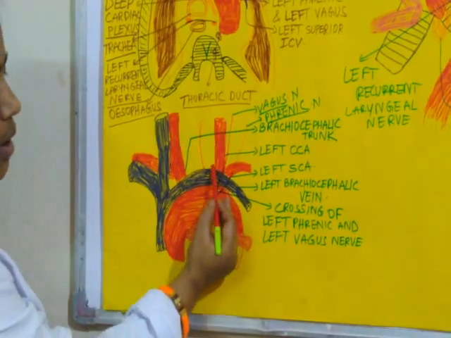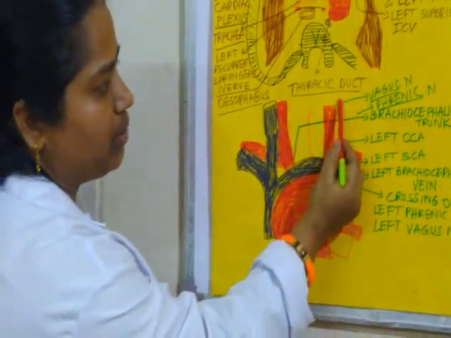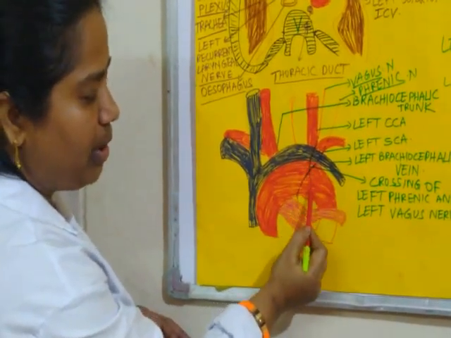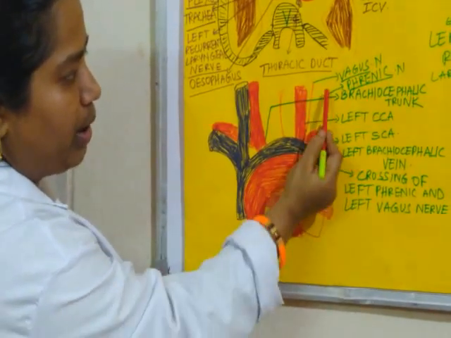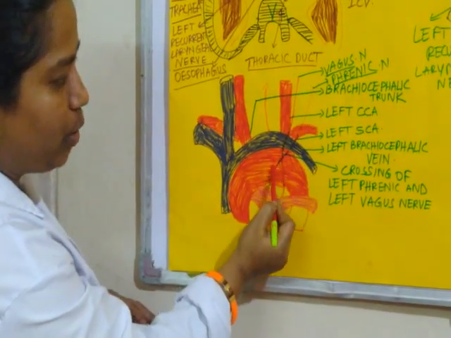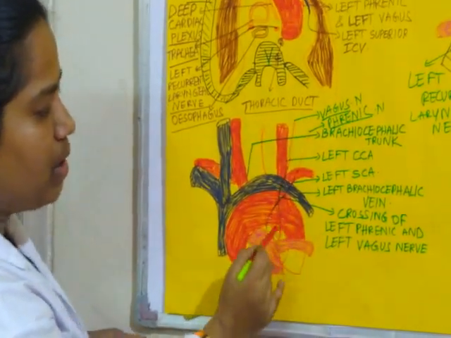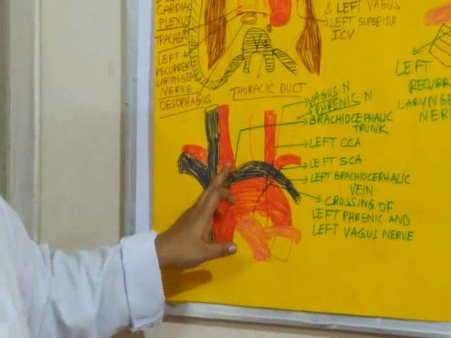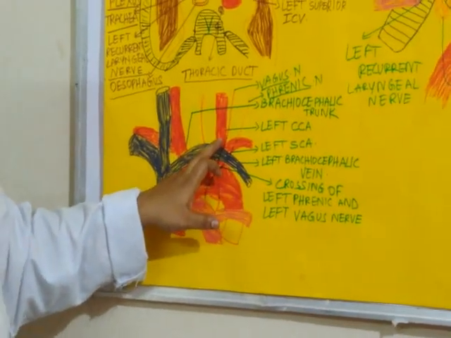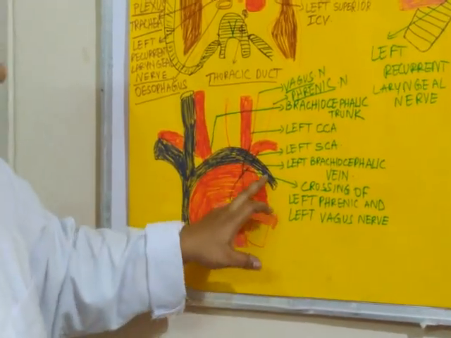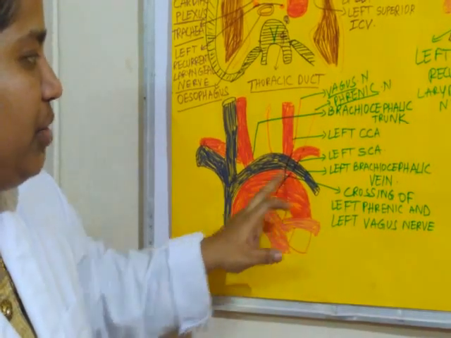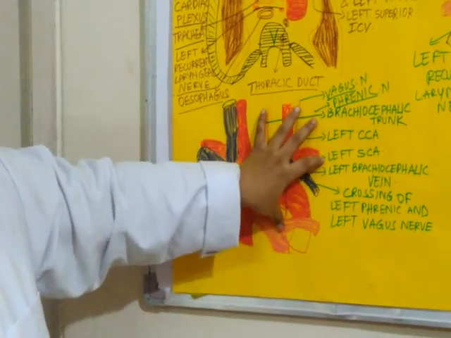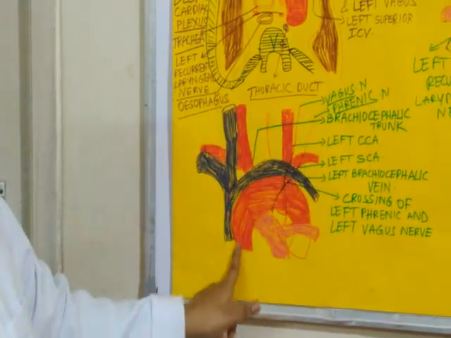Then fifth one is crossing of phrenic and vagus nerves. So this is the vagus nerve which is passing anteriorly to all these structures, including the arch of aorta, and this is the phrenic nerve. So there is crossing of phrenic nerve and vagus nerves here above the arch of aorta. So five structures: right brachiocephalic trunk, left common carotid, left subclavian artery, left brachiocephalic vein which is crossing all these structures, and crossing of left phrenic and left vagus. These five structures are situated superior to the arch of aorta.